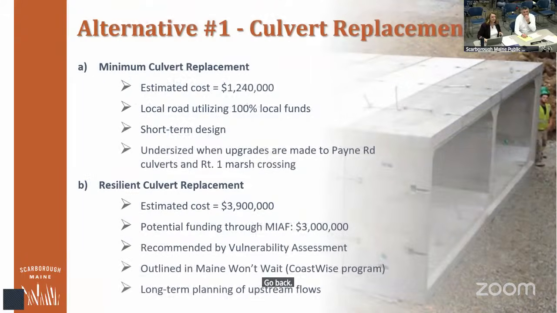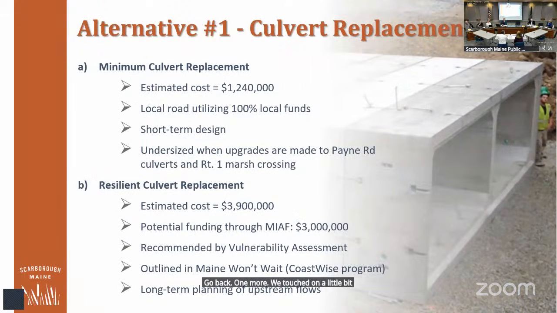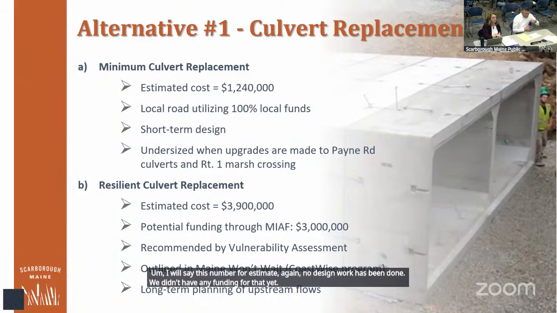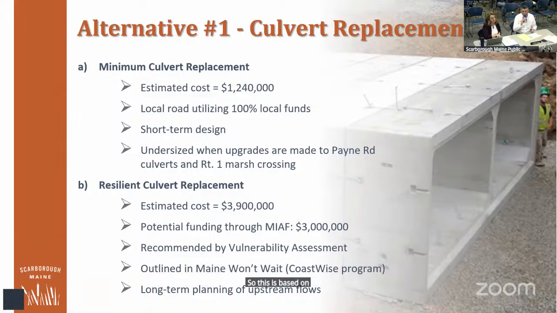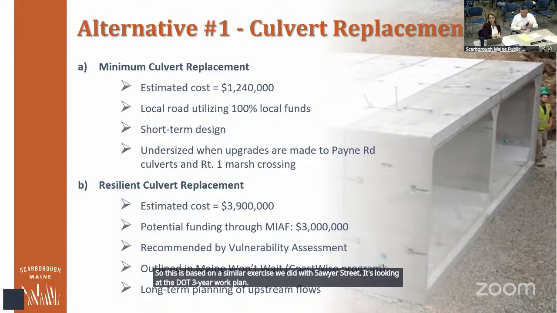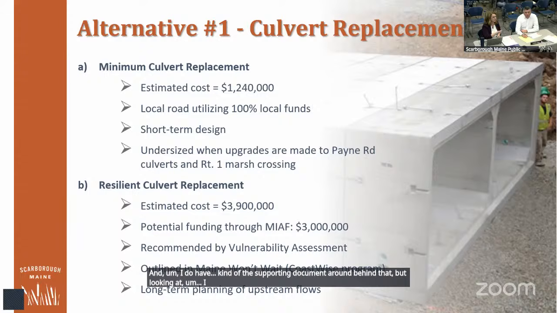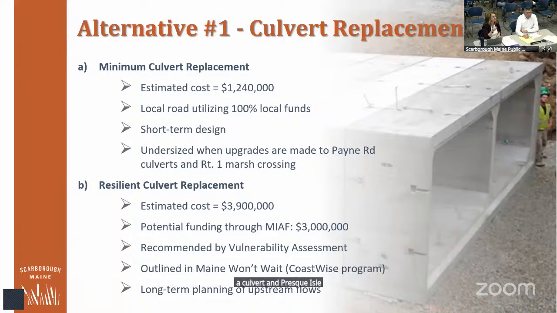We touched a little on the resilient culvert replacement. I will say this number is an estimate; again, no design work has been done, and we don't have any funding for that yet. It's based on a similar exercise we did with Sawyer Street, looking at the DOT three-year work plan. I narrowed it to York County and Cumberland County, because it doesn't make sense to look at a culvert in Presque Isle as far as construction costs go.